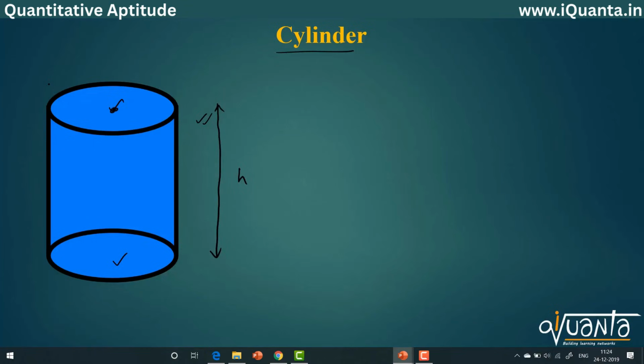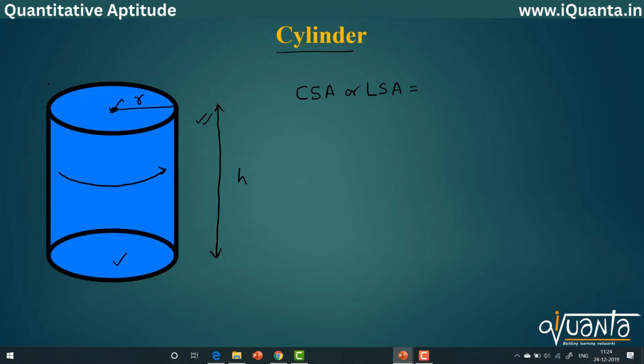The circles that are at the base and top of a cylinder, they have a radius as well. So there are two important formulas that are related to a cylinder. First one of them is the curved surface area or the lateral surface area. These both are same. Now what is lateral surface area or curved surface area? We'll find out the area of the surface that is curved.